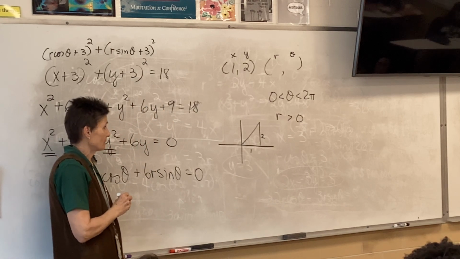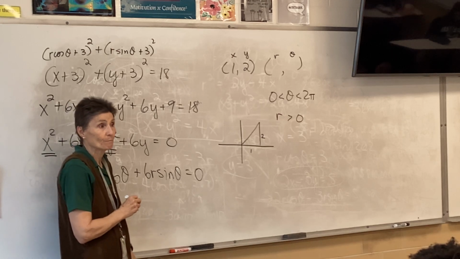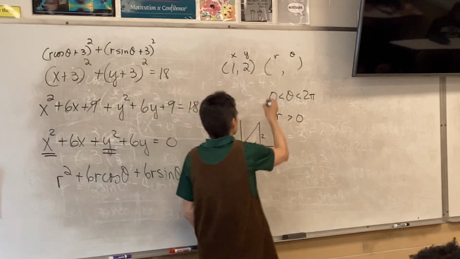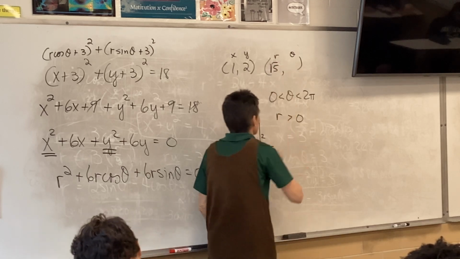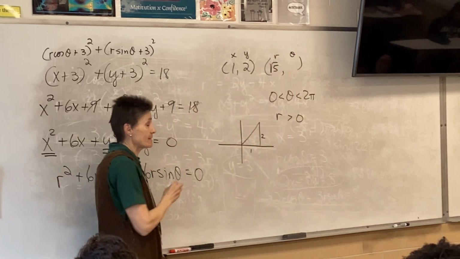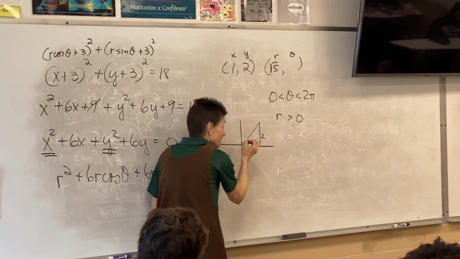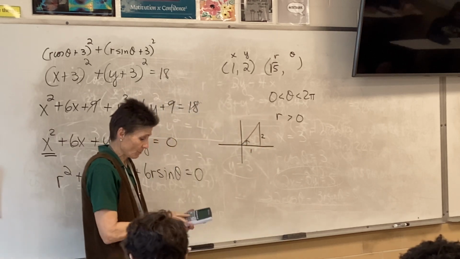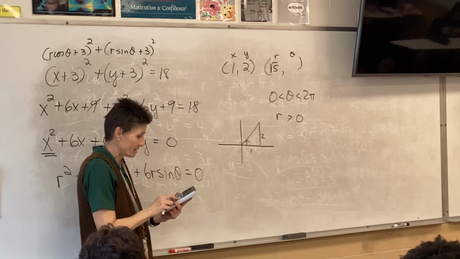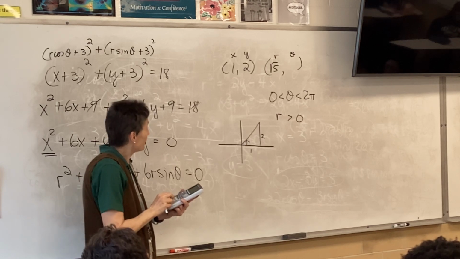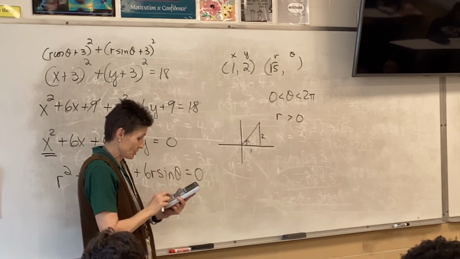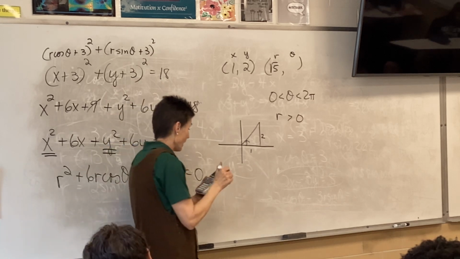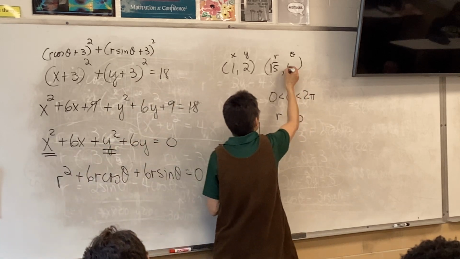So we need R and theta, and our point is 1, 2. So what is R? Square root of 5. What is theta? This is going to be theta right here, right? Calculator's got to be in radians, because that's how the problem is. And we're going to do second tangent 2. I got 1.11, did you?